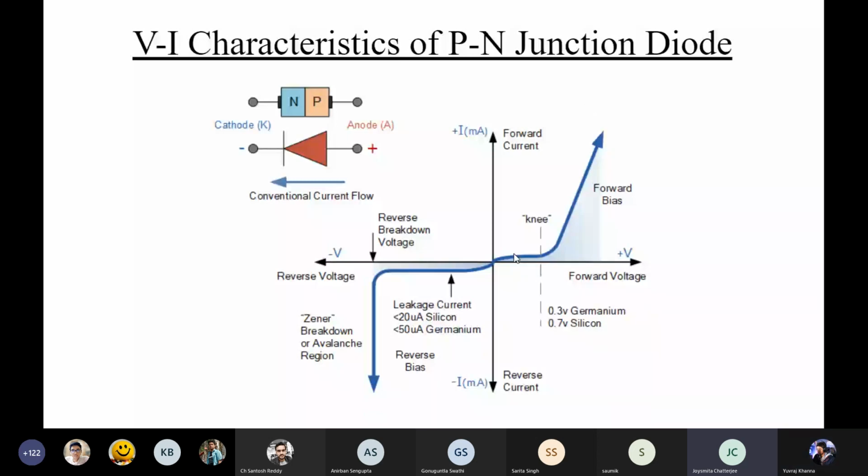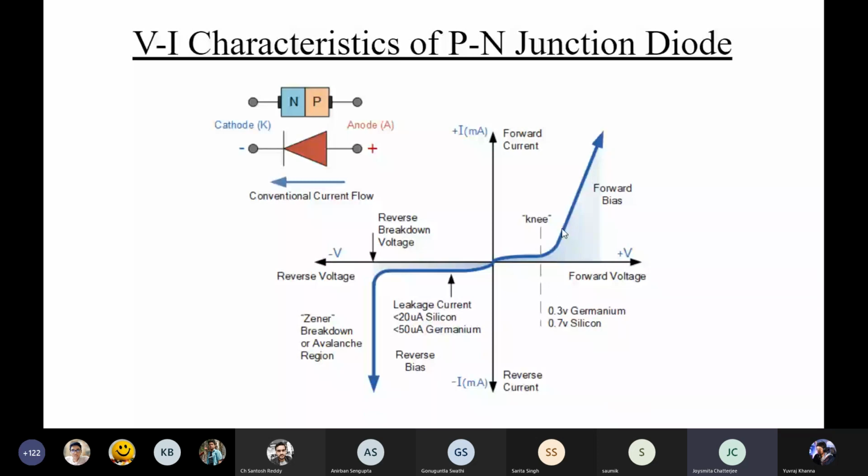So in the forward biasing section, that is in the first quadrant, once the voltage is greater than the barrier potential, for silicon greater than 0.7 and for germanium greater than 0.3, the diode starts conducting, and these particular voltages are referred to as the knee voltage or the cut-in voltage. After that, even with a small increase in the applied voltage, the current drastically rises.